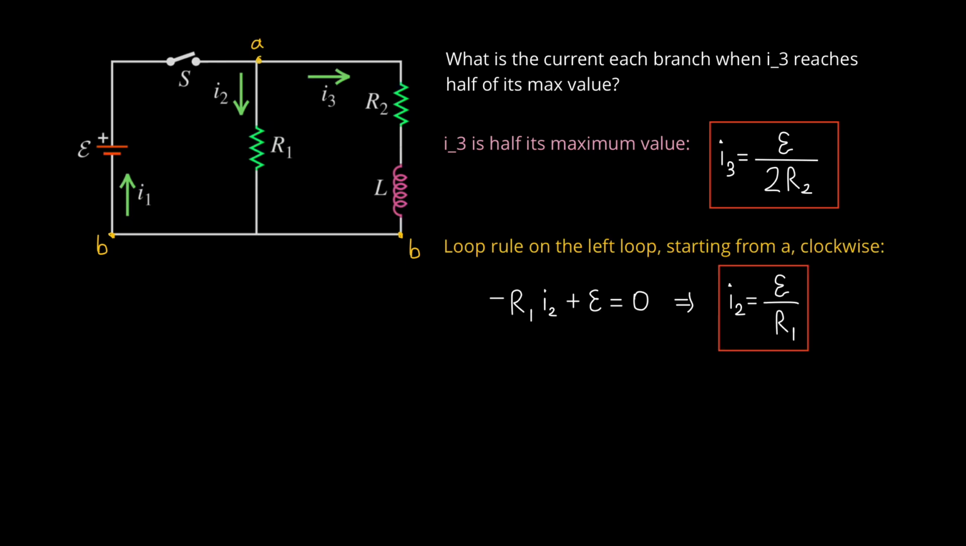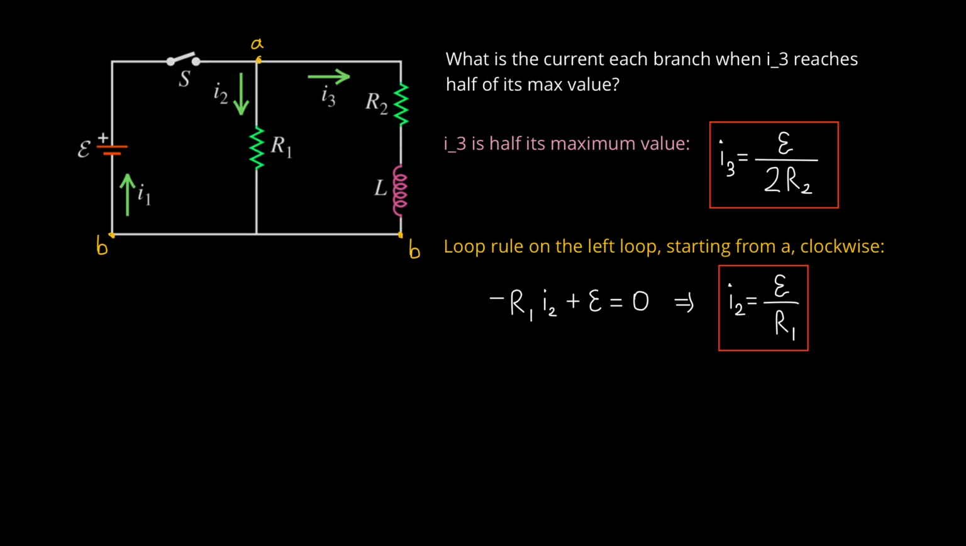To find the current I2, again we can apply the loop rule on the left hand side loop. Starting from point A, going clockwise, we have the exact same equation, no change here. Minus R1 I2 plus EMF equals 0. So I2 is equal to EMF divided by R1. So note that I2 never changes from the beginning to the end. It always has the same value, which is EMF divided by R1. But as time goes by, I3 will grow from 0 and I1 will grow accordingly because I1 has to be equal to I2 plus I3.